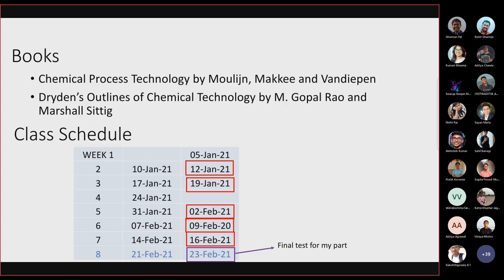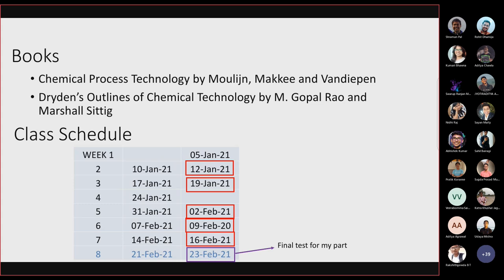So, as part of this, I'll be referring to these 2 books: Chemical Process Technology by Moulin, and Dryden's Outlines of Chemical Technology by Gopal Rao. The first book, I think, is available online, and all of you can download it. If you are not able to download it, you can let me know next week, and I can share the book with you. The second book, Dryden's Outlines of Chemical Technology, I think is not available online, but I'm referring to it very little. Whatever portions I refer from this book, I will share with you. Okay.